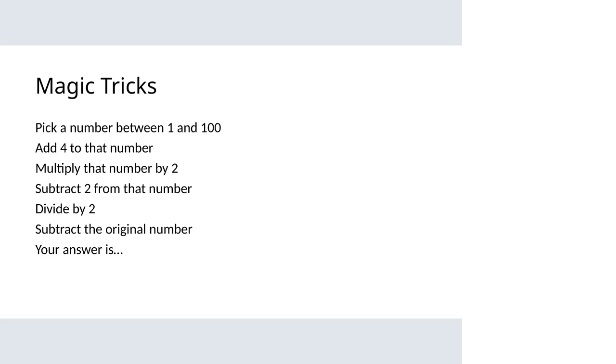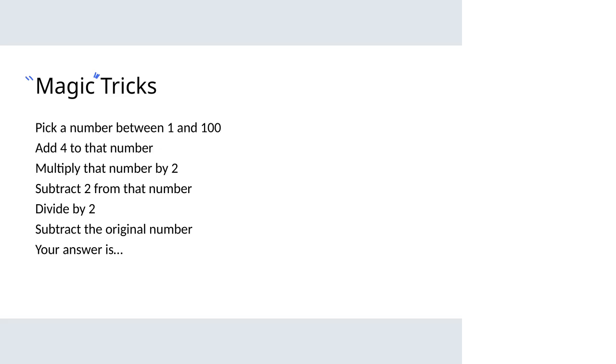Magic tricks. And magic should probably be in quotation marks here because it's not really magic, but I want you to try this with me. I want you to pick a number between 1 and 100 and just write that number down. We don't have to do this in a hurry. We can be patient, but any number between 1 and 100.